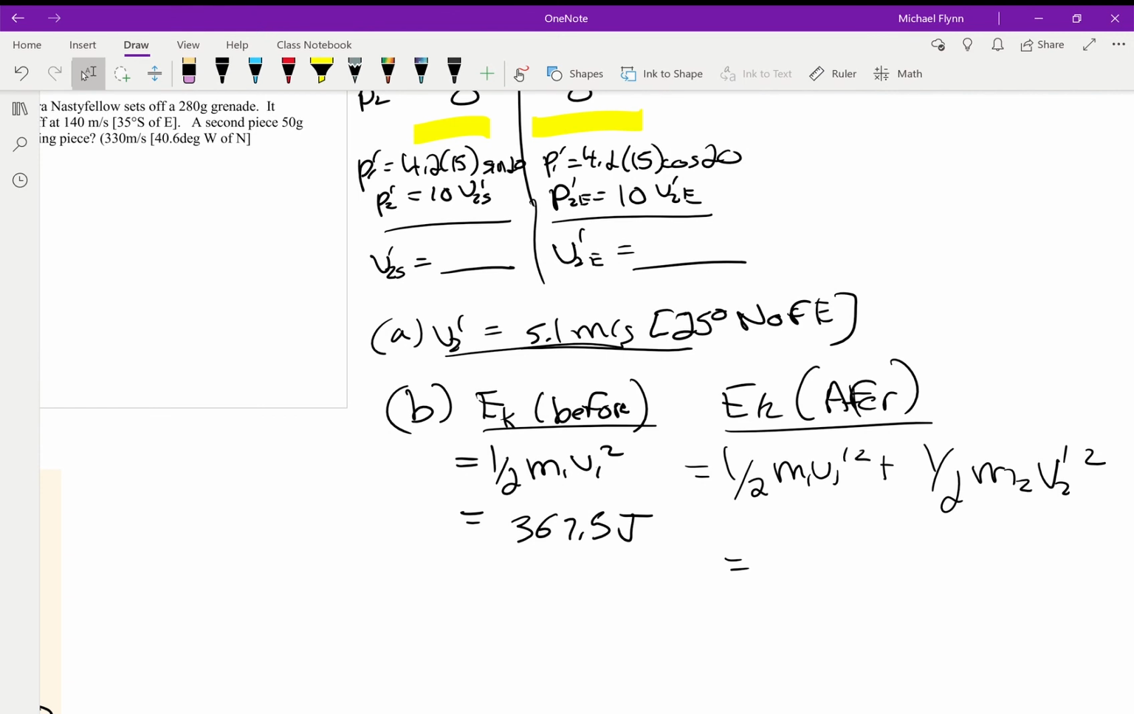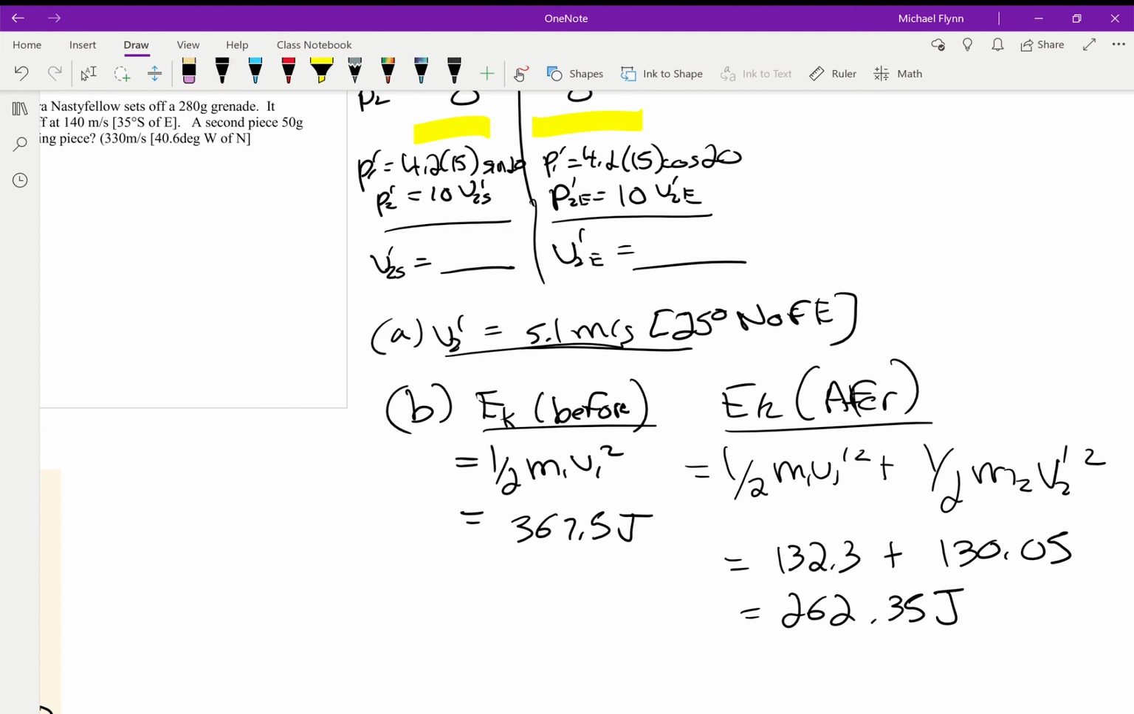All right, so let's do the first one first. It's going to be 0.5 times his mass, which is 15, times his speed, 4.2, squared. I get 132.3 joules, plus 0.5 times 10 for the other guy's mass, times his speed, 5.1, squared, which equals 130.05. So I'm going to add that to 132.3, and I get 262.35 joules.